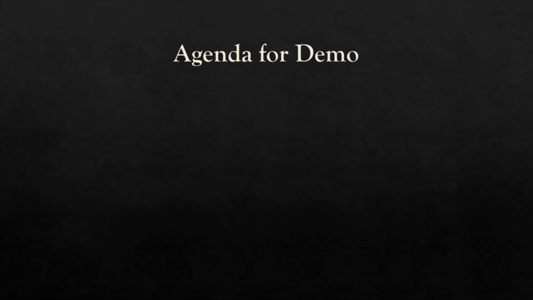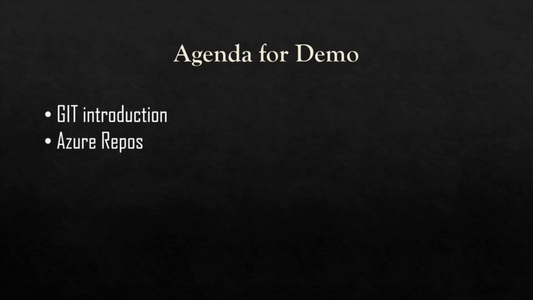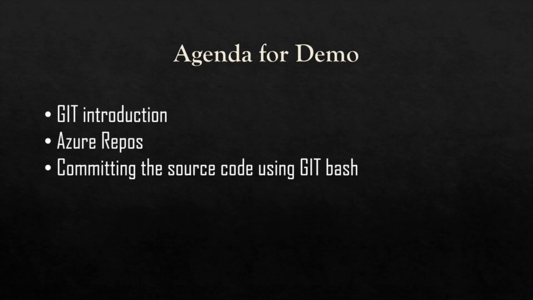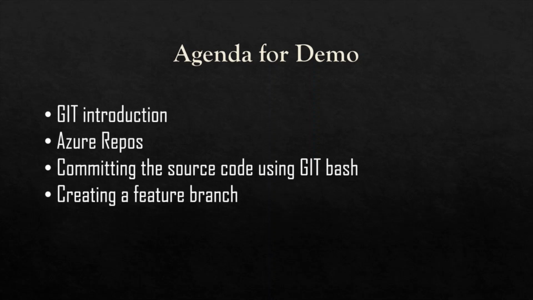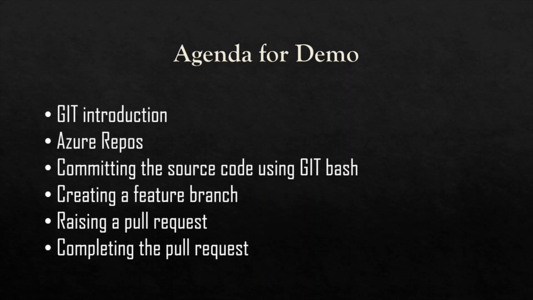As part of today's agenda for the demo, we are going to cover Git introduction, Azure Repos, how to commit the source code using Git Bash, creating a feature branch using the Git command line, raising a pull request in Azure Git, and completing the pull request.